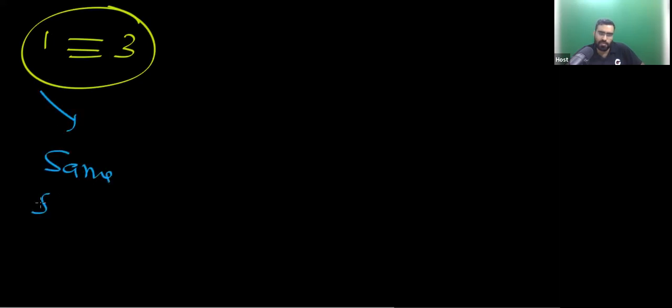So you see, one is isomorphic to 3. Why? Because they have the same structure.